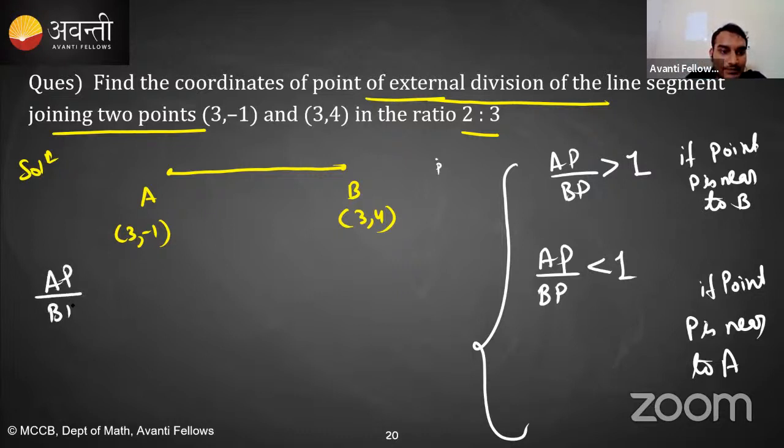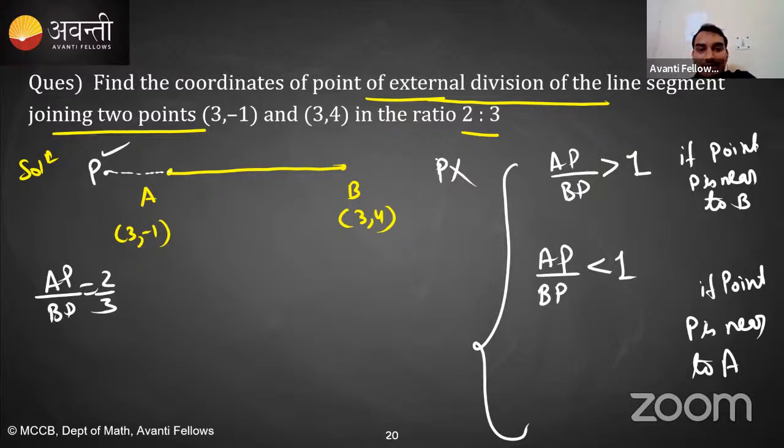So now in this question it is saying that it is external division, and the ratio AP upon BP is 2/3, right? So it means the point P should be near to A. Yes or no? Point P will be near to A only. You should be able to get this clear from the ratio. So the point will be somewhere here. This is the point P. Is this clear or not?